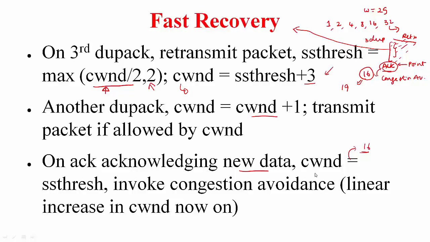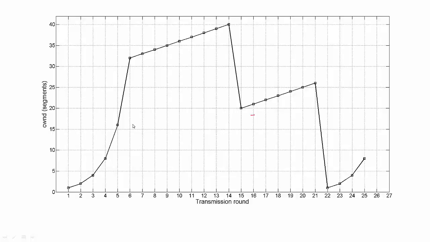And then you invoke congestion avoidance, which is the linear increase in CWND from now on. I know you need an example to understand this, and I will get to that. But before that, this is how the window evolves in the case of TCP Reno. This is the slow start phase, and after some point, determined by SS thresh, it does congestion avoidance.